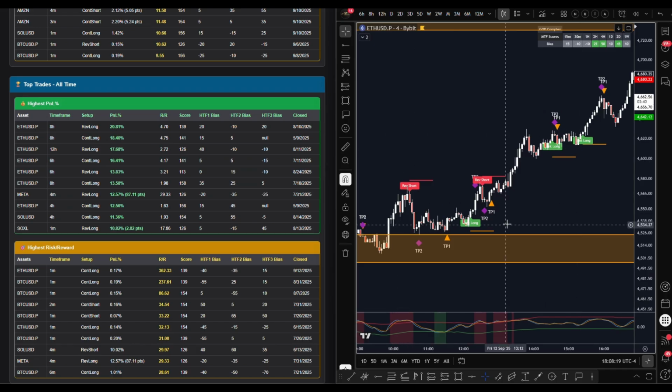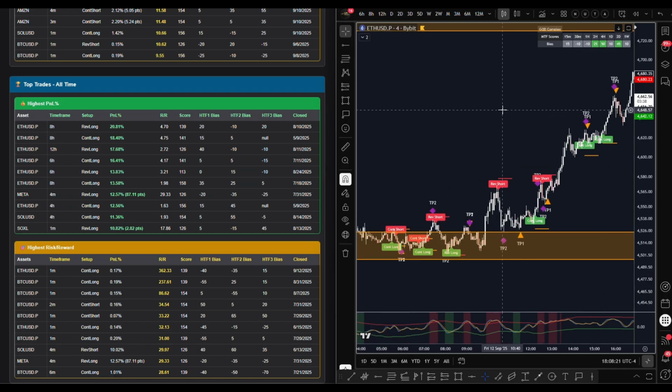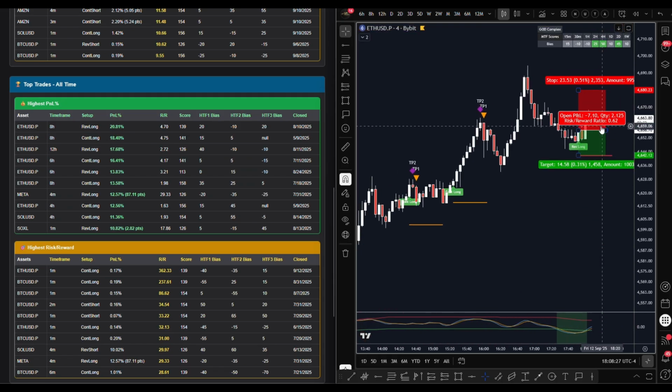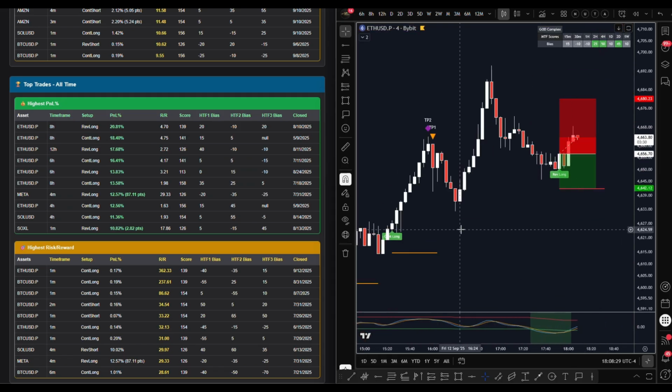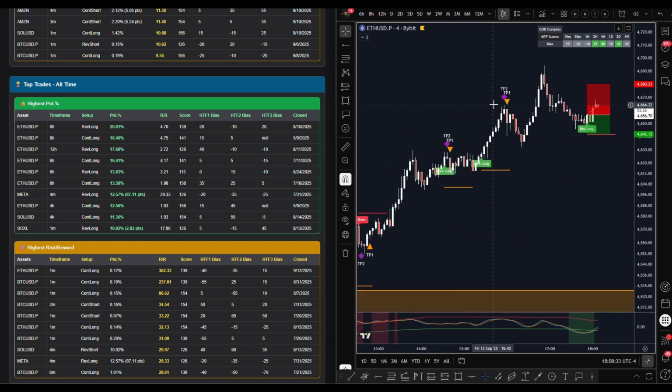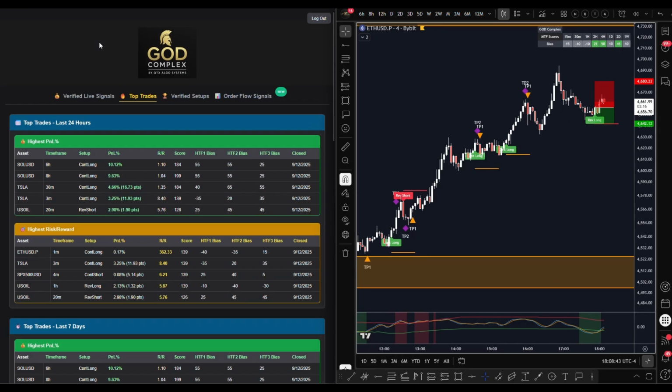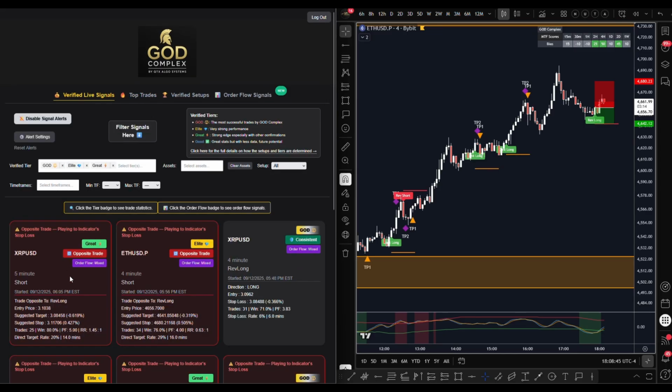People who use the indicator on its own are going to lose. You have to use verified setups from the dashboard, match it to a setup in the indicator. Never use the indicator on its own. Even if it looks like it works, we want to trade with statistics. There's no reason to take a random trade using the indicator unless it shows you good statistics on the dashboard in the verified live signals.